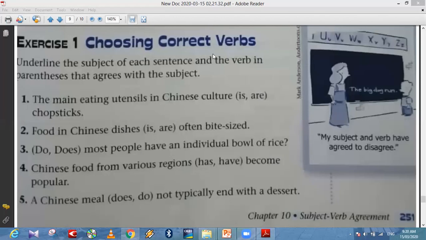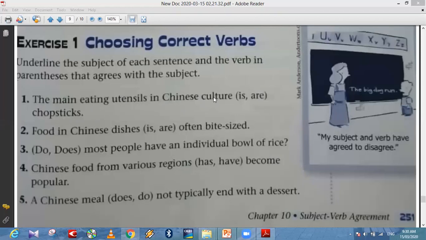Underline the subject of each sentence and the verb in parentheses that agrees with the subject. Number 1. The main eating utensils in Chinese culture is or are chopsticks. So, Omar, first of all, you have to identify the simple subject. What is the simple subject, Omar? Utensils. Utensils, that's right. So why did you choose culture as a simple subject?